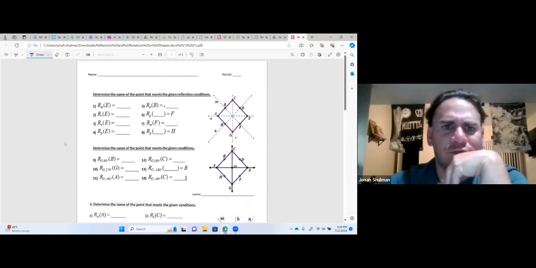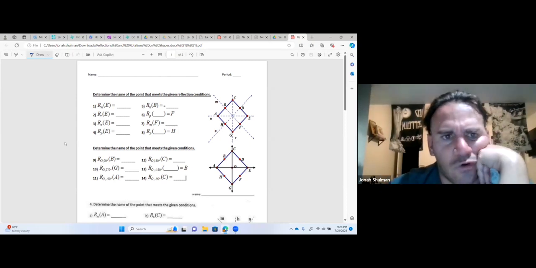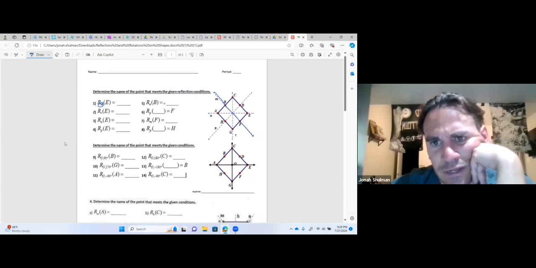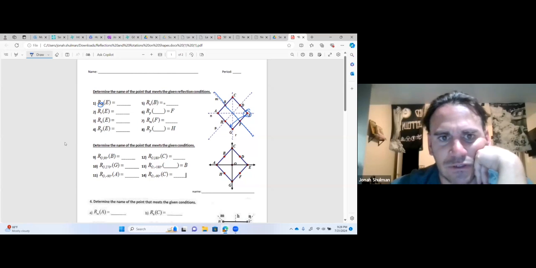So here we're doing a reflection. Oh, this is the line of reflection. So we're reflecting over line M, and we're starting with E. Now you might think it goes right here, but this is the line we're reflecting over, so it's actually going to land on G.